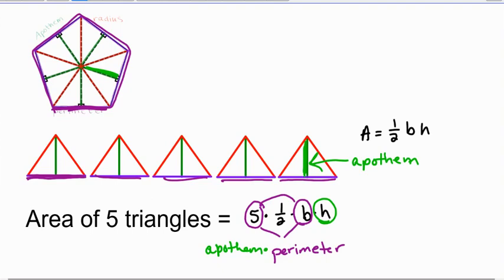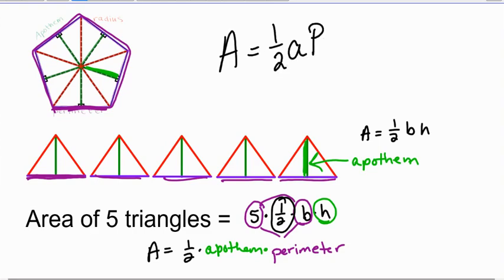And I still have this 1/2 right here that I need to account for. So 1/2, and that's going to be the area of the full entire polygon is going to be 1/2 times the length of the apothem times the perimeter all the way around. Okay. If I want to shorten that formula to have something cleaner to write, I would write the area equals 1/2 the apothem times perimeter.